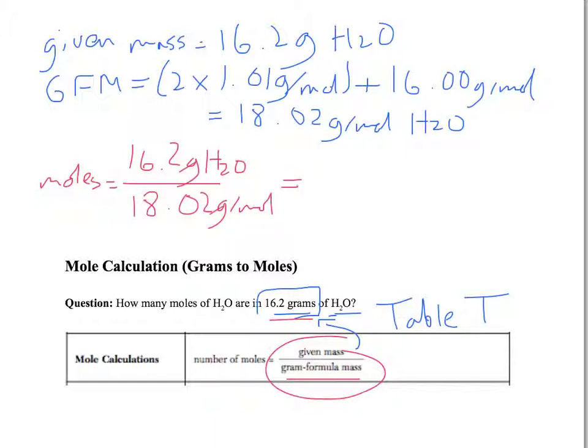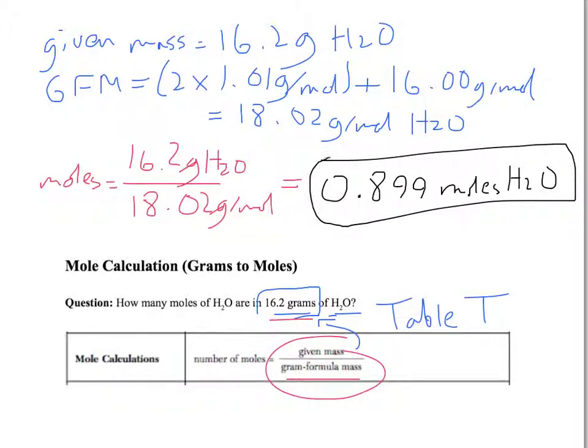And when we do the math here, we end up getting an answer of 0.899 moles of water. And that's going to be our answer.